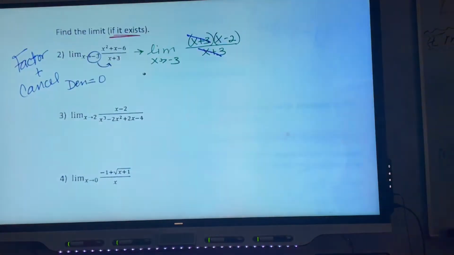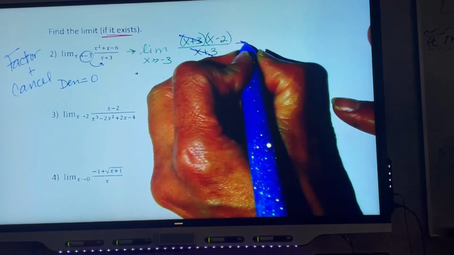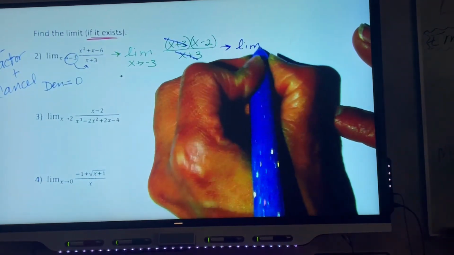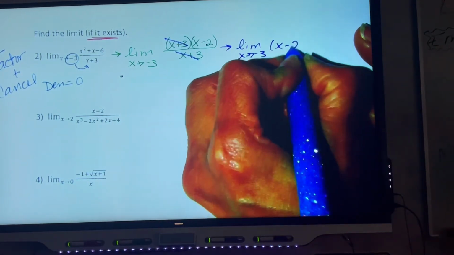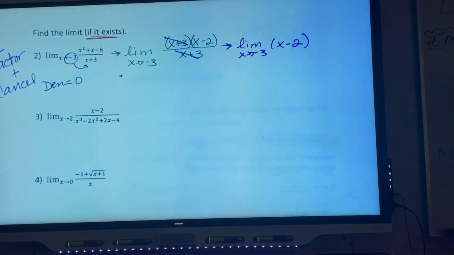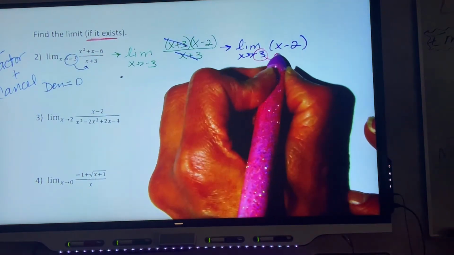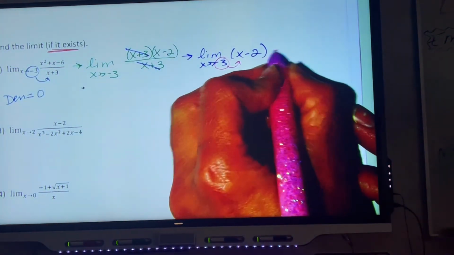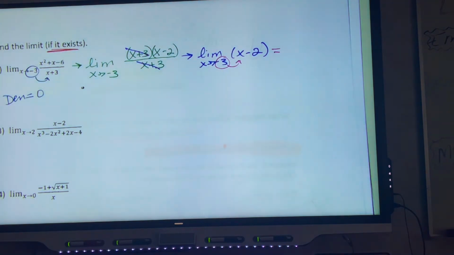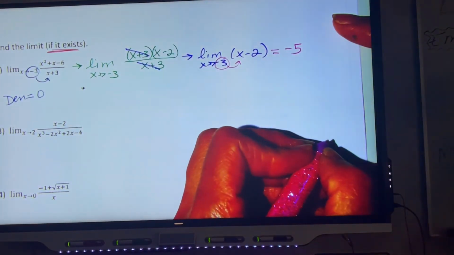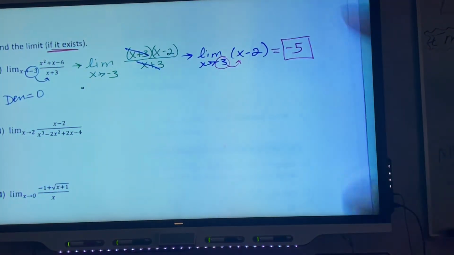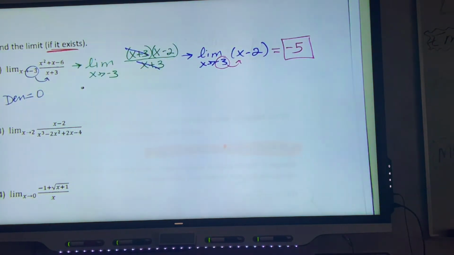X plus 3's cancel. So now, this will be the last time we have to rewrite it. The limit as x approaches negative 3 of x minus 2. And now all we got to do is plug in that negative 3. When we plug in a negative 3, what are we going to get? Negative 5. Negative 3 minus 2 is negative 5. So that is our limit. So it did exist. It wasn't D and E because of the 0 in the denominator. It actually is a negative 5.